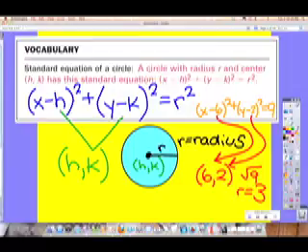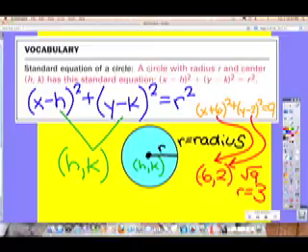What if they are positive? So if this was x plus 6, what do you think? It would be a negative 6 for your center. And I'll show you why in a little bit. That's a great question.